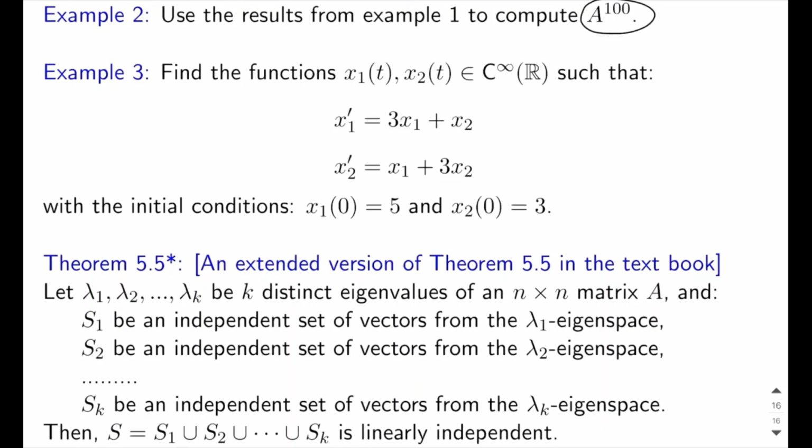So you have the first set of independent vectors that is associated to lambda 1. Then you have the second set of independent vectors associated to lambda 2. The interesting thing is that when we combine these independent vectors together, we get a larger set. And that larger set is independent. That's the surprising thing.